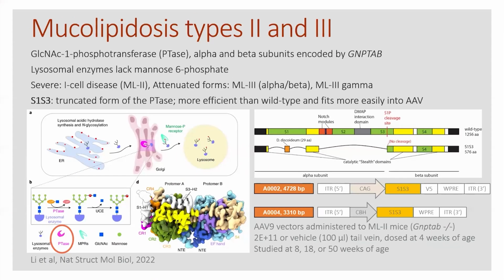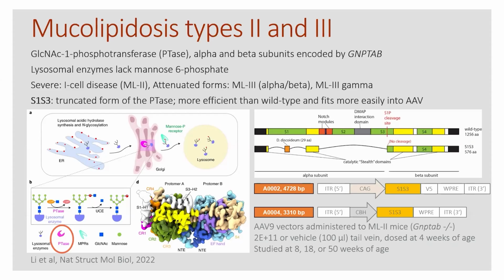Okay, so thanks to Rich for the overview of mucolipidosis 2 and 3, and for the update on how ML3 alpha, beta, and gamma are related to each other.